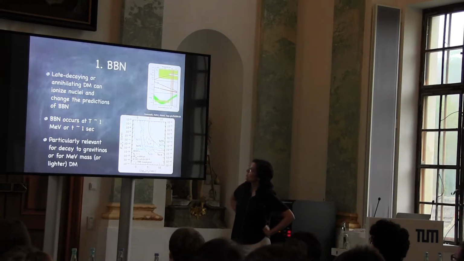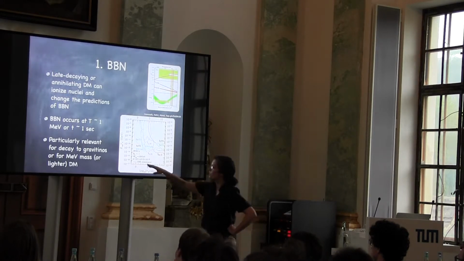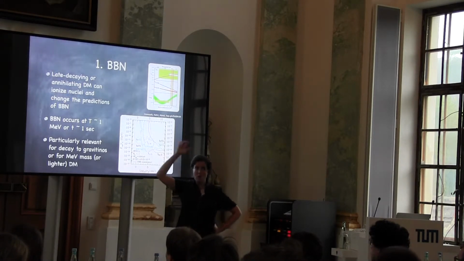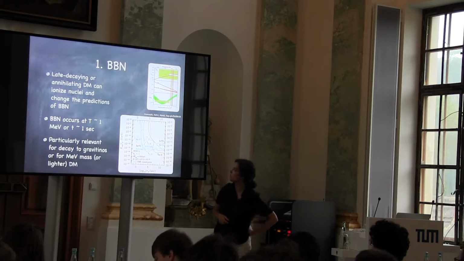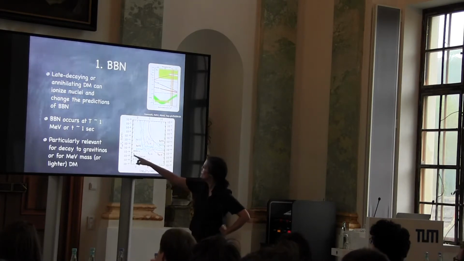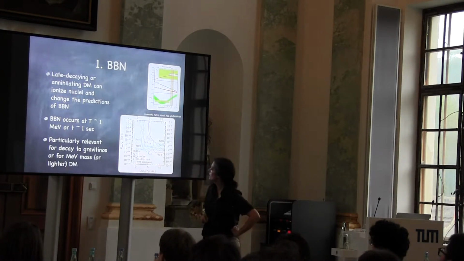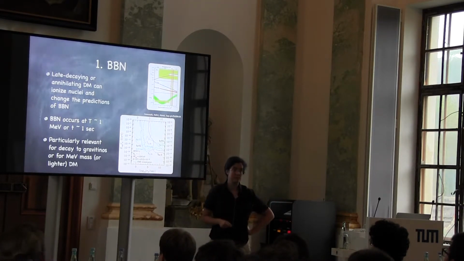Late decaying or annihilating dark matter can ionize nuclei and change the predictions of BBN. Okay, so since BBN occurs at 1 MeV or 1 second, this is particularly relevant for any sectors where you would want to decay into the dark matter at temperatures below an MeV. So this is very relevant for gravitino physics, and that's what's shown in this plot here. If the decay lifetime is long, then you tend to put very strong constraints on the decay of any parent particle into the dark matter plus visible stuff.